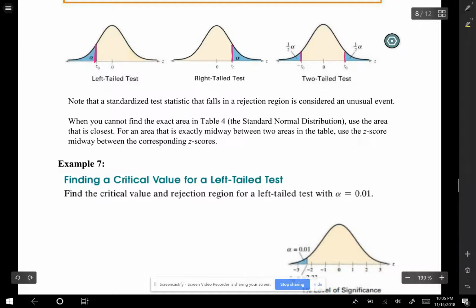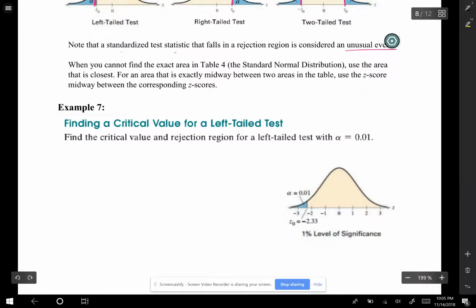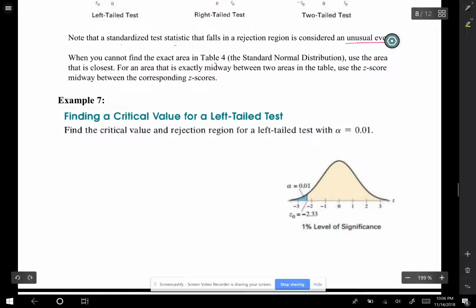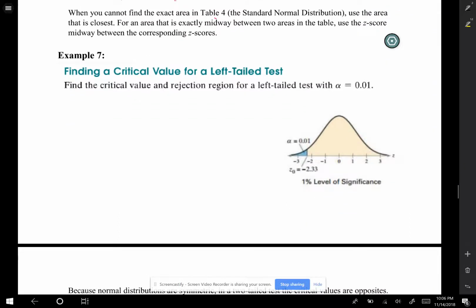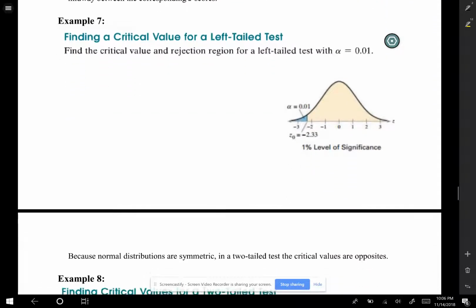It says, note that a standardized test statistic that falls in the rejection region is considered unusual. That's why we're rejecting it. When you cannot find the exact value in the table, then like we've done in previous problems, we use the area that's closest. If it's exactly midway between, then we split the values and use the z-score that's halfway between. We've done that in the previous problems on the test reviews. I've shown you how to do that.